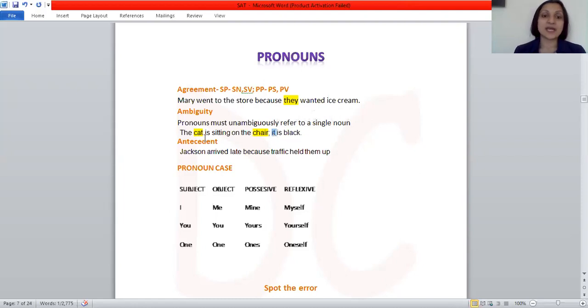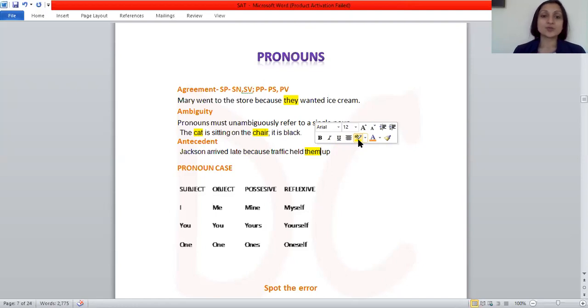The next rule is the antecedent, which means that I have this pronoun, I know that the pronoun refers to a noun, but it should refer to it in a correct way. Now, Jackson arrived late because traffic held them up. So, traffic held Jackson up. He's singular, so we need to change it and make it him. Traffic held him up.